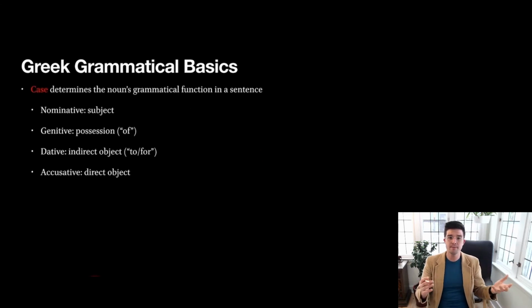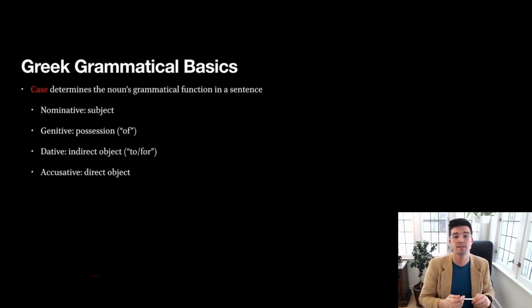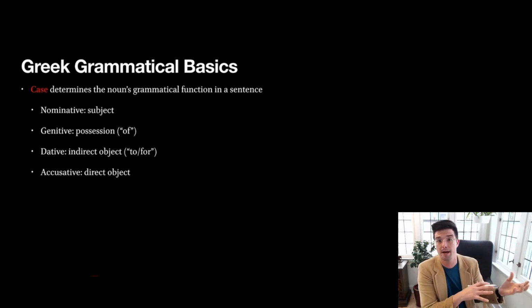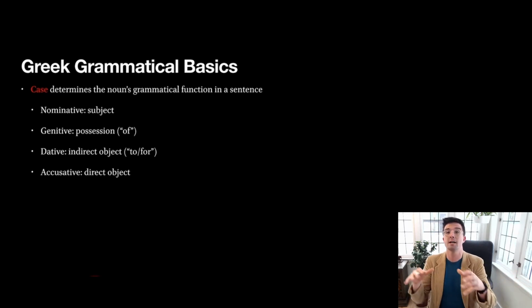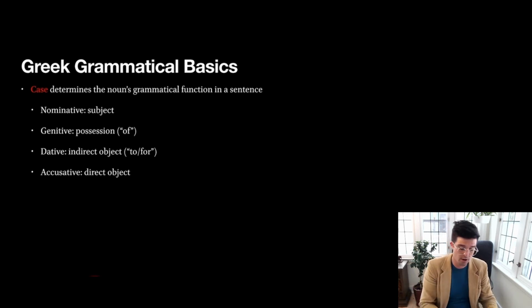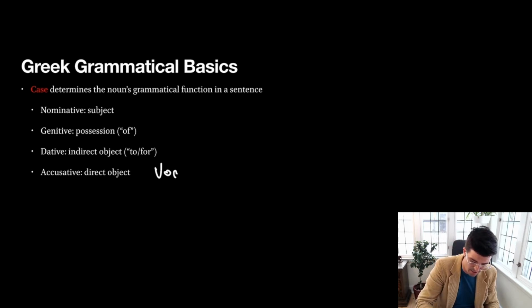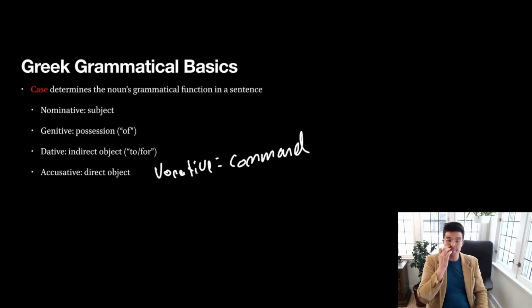A case is what determines the noun's grammatical function in a sentence. So rather than depending on word order to determine grammatical function, Greek depends on case to determine a noun's grammatical function. So there are 4, actually we're going to add a 5th one here. We're going to add in our vocative as well, the case of command. There are 5 different cases in Greek.